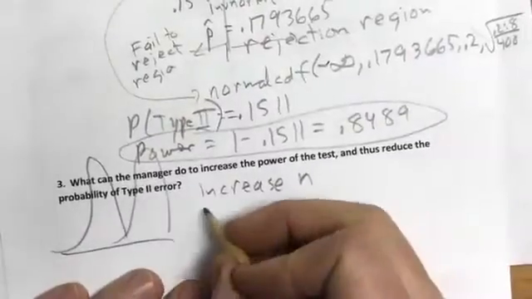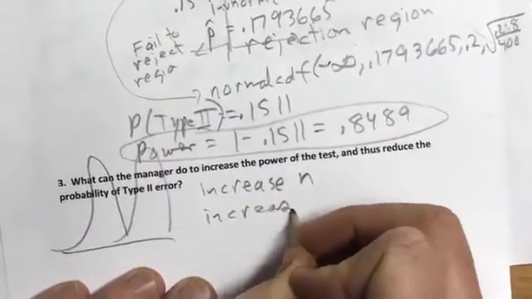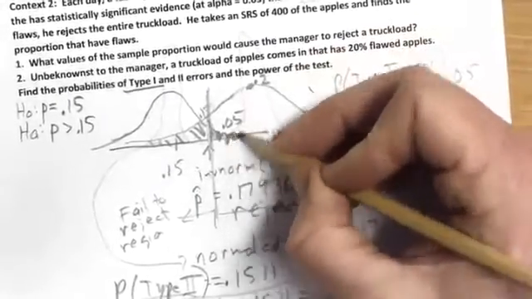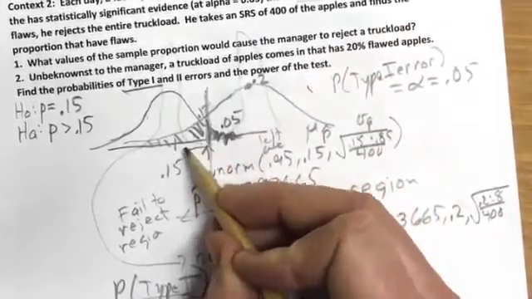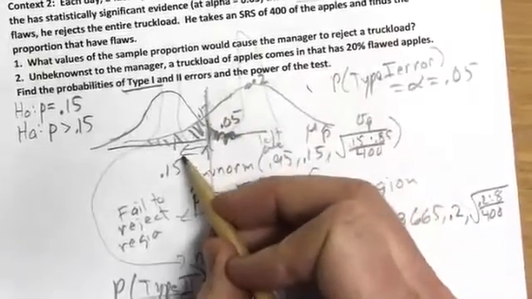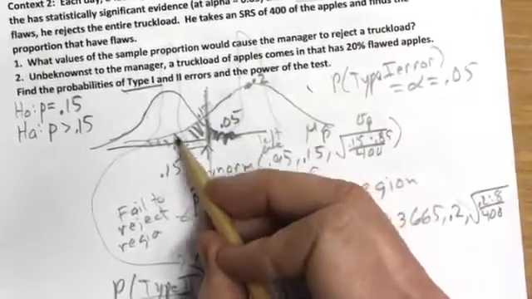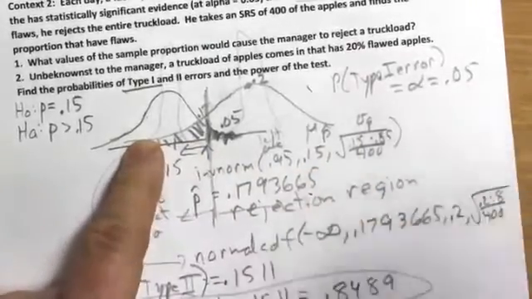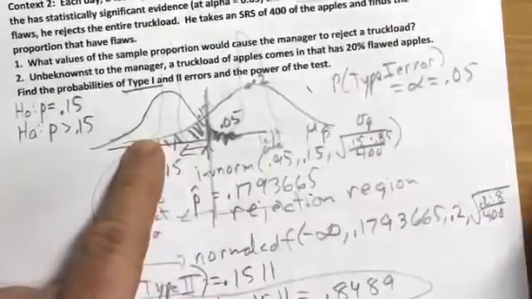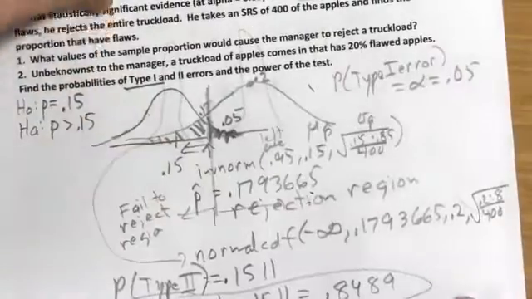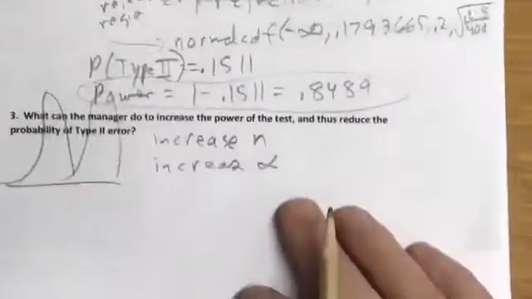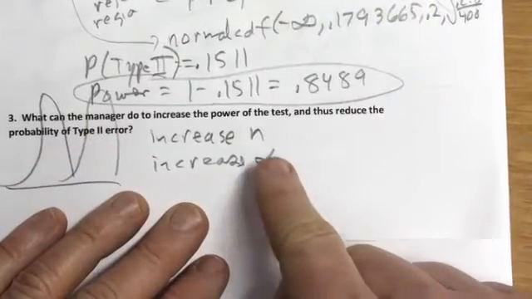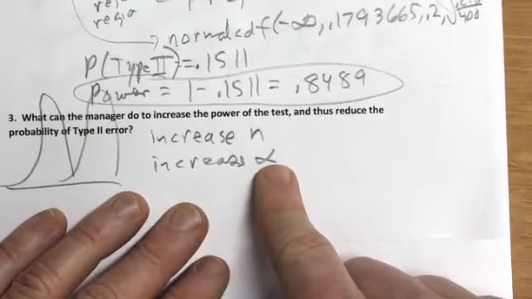The other thing you could do is increase alpha. Think about increasing alpha. Alpha at 0.05 is that area there. If we increased it, that would move this line, our rejection region, to the left, and it would make the probability of type 2 error smaller. Increasing alpha increases the percent of the time that you're rejecting everything, both good and bad. So there's a trade-off here. When you increase alpha, you're decreasing type 2 error, but you're increasing the probability of type 1 error.